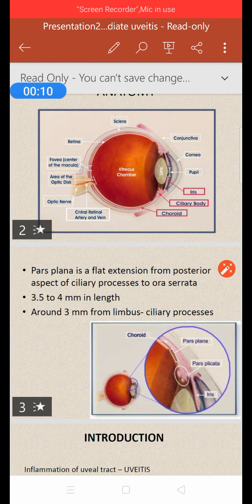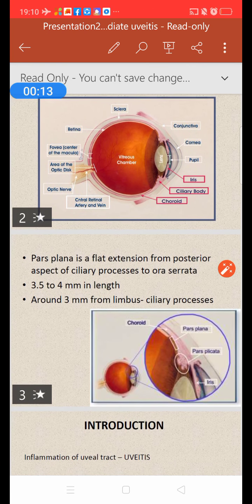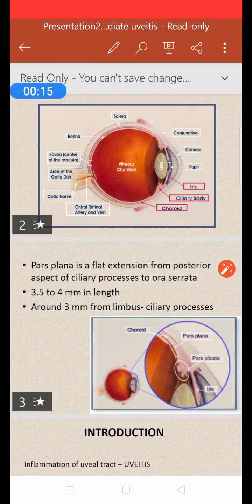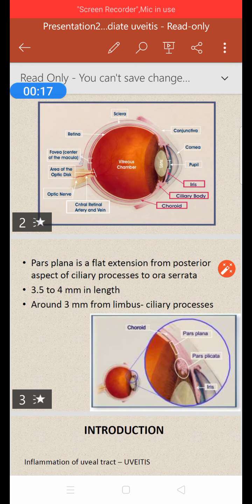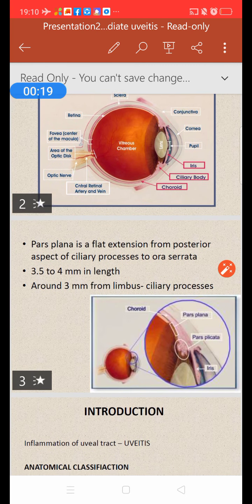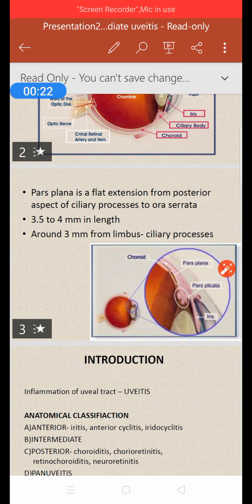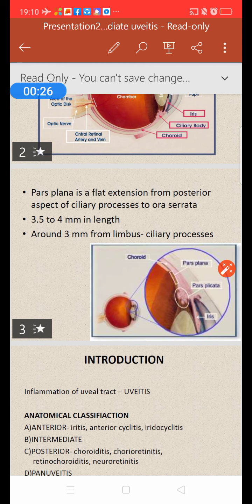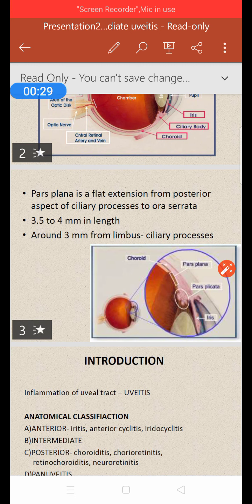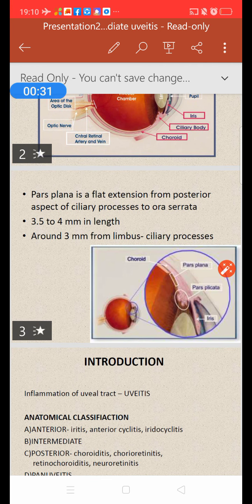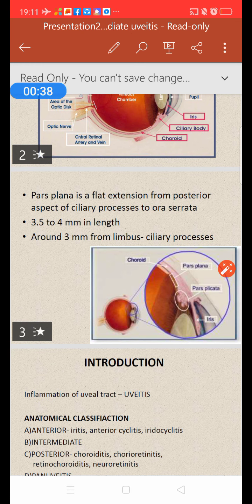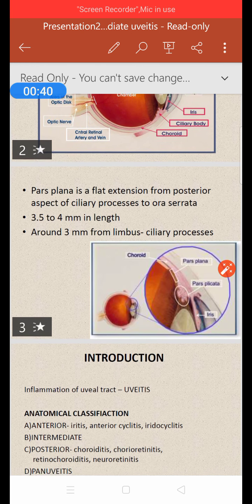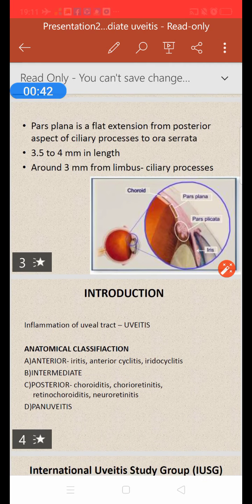Let us discuss today the topic intermediate uveitis. All of you are already aware of the anatomy of the uveal tract. Coming to intermediate uveitis, the pars plana is the structure you need to know. It's a flat extension from the posterior aspect of the ciliary process to the ora serrata. It's around 3.5 to 4 mm in length, around 3 mm from the limbus, that is, the ciliary process.